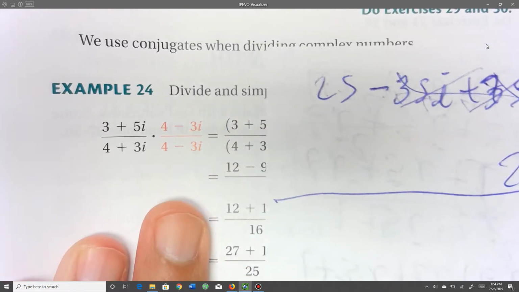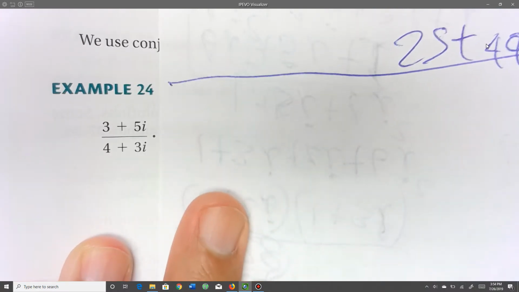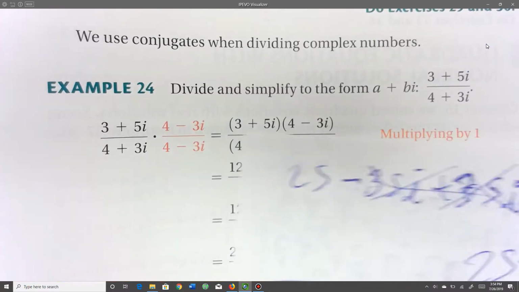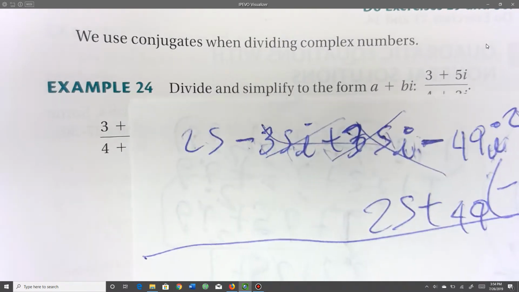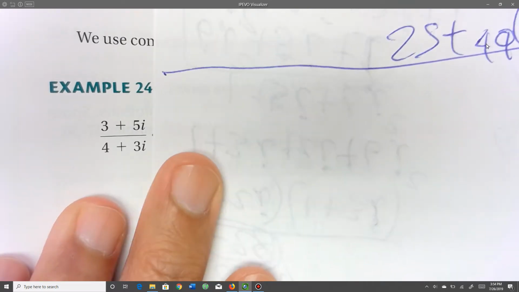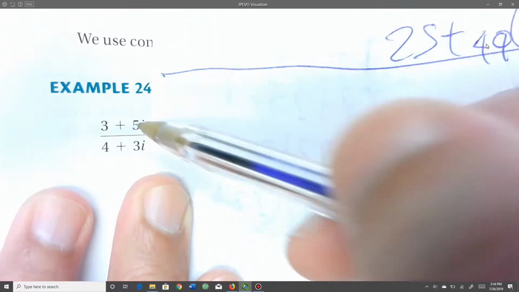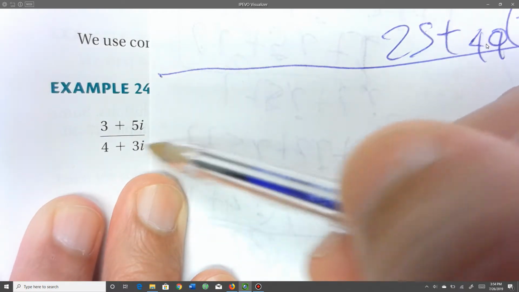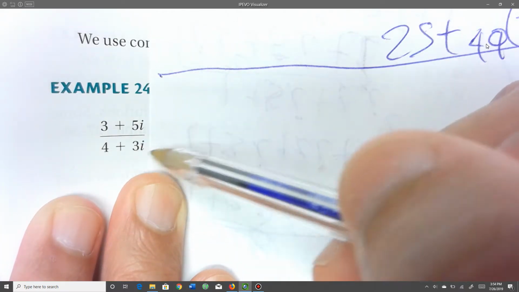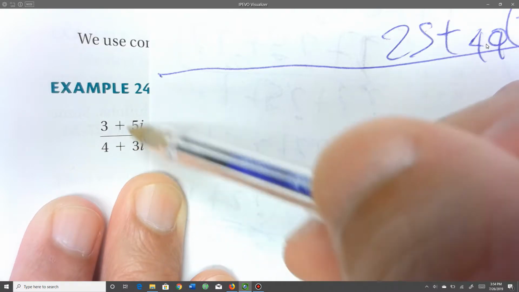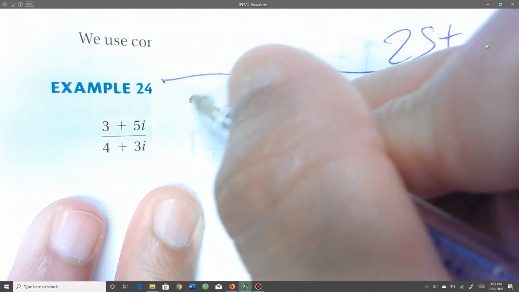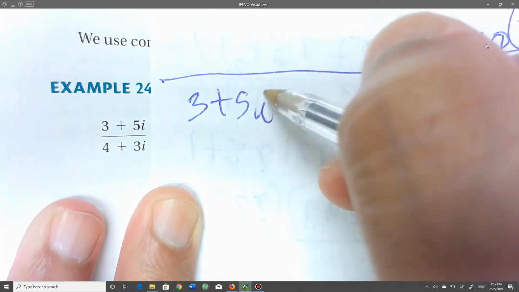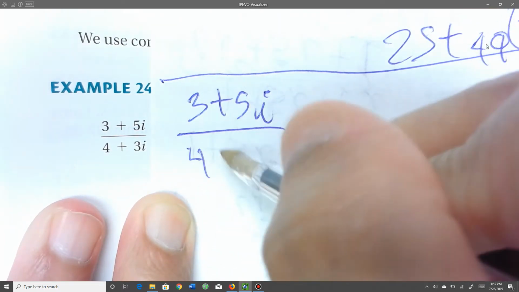Let's go ahead. We are not multiplying here, we are just dividing and simplifying into this form. If I'm simplifying this fraction, I don't want i's in the denominator. That's why I need to multiply. I'm just going to rewrite the fraction here.